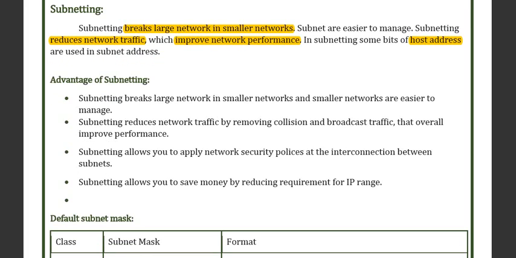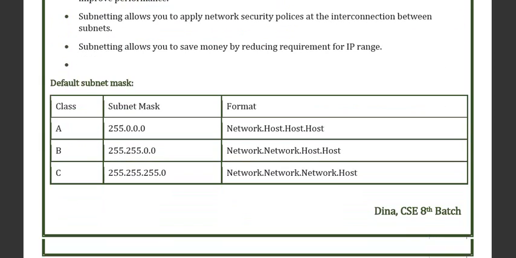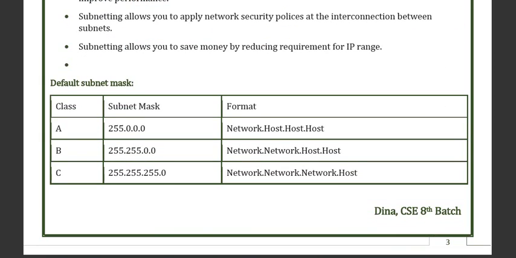The advantages of subnetting are given here. It creates small networks for easier access, and it reduces network traffic. By subnet mask, we have three classes: class A, class B, and class C. In this section, we have the subnet mask. For class A, it is 255 and the other three are 0.